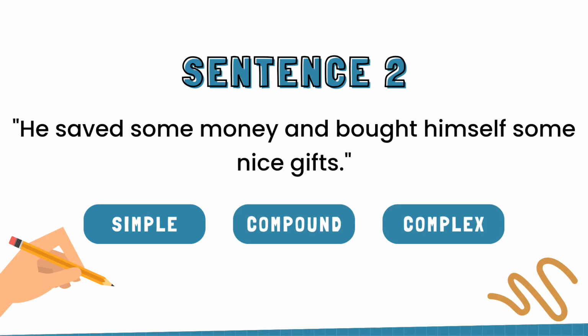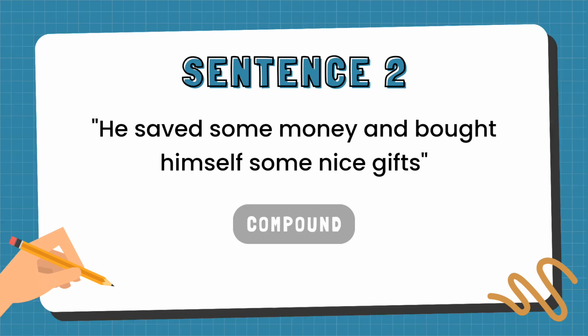He saved some money and bought himself some nice gifts. Is it a simple sentence or a compound sentence? Remember, we said that a compound sentence is joined together by a coordinating conjunction. It contains two independent clauses that are joined by a coordinating conjunction.